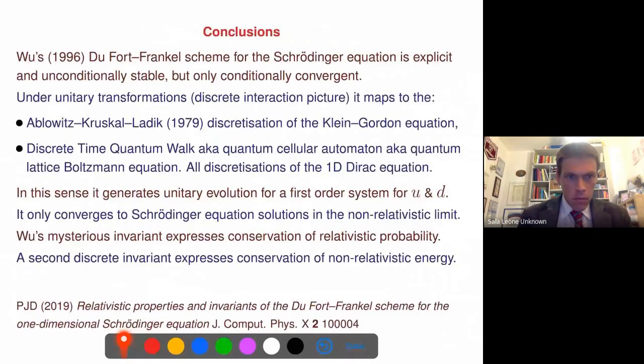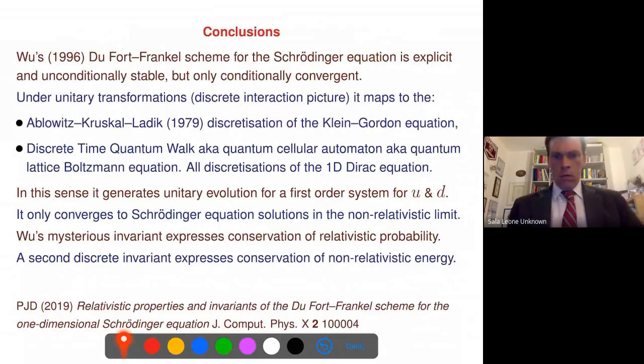It's explicit, it's unconditionally stable, it's only conditionally convergent. So it's not guaranteed to converge to a solution of the Schrödinger equation as you refine the grid. Under unitary transformations, a kind of discrete interaction picture, I can map it to this AKL discretization of the Klein-Gordon equation. I can map it to the discrete time quantum walk, the quantum lattice Boltzmann equation, all discretizations of the 1D Dirac equation. So in this sense, it's generating unitary evolution for a first order system for U and D. It wasn't clear what that meant for a 3-time level scheme for psi.